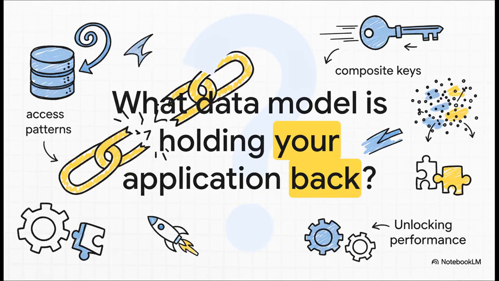And that really brings us to the final thought here. The principles we've covered, designing for access patterns, leveraging composite keys, using sparse indexes, these aren't just abstract ideas. They are the keys to unlocking a level of performance and scale that might seem completely out of reach today. So the question I want to leave you with is this: what data model is holding your application back?